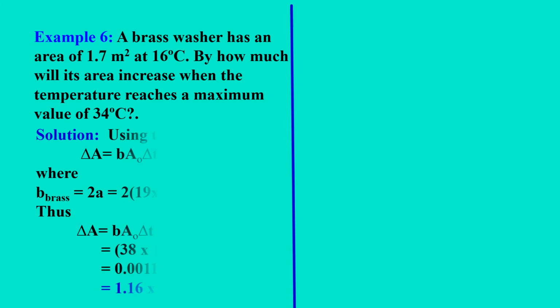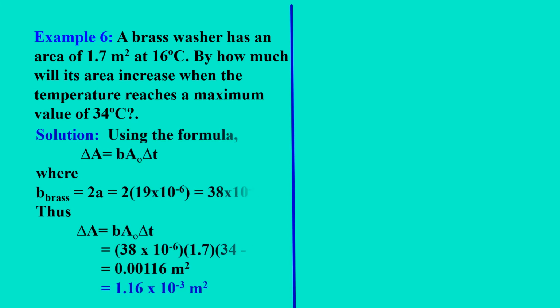Solution. Using the formula delta A equals B A naught delta T, where the coefficient of area expansion of brass is 2 times the coefficient of linear expansion, 2 times 19 times 10 to the minus 6 equals 38 times 10 to the minus 6 per degree Celsius. Thus, substituting the values, we get the change in area equals 1.16 times 10 to the minus 3 meters squared.